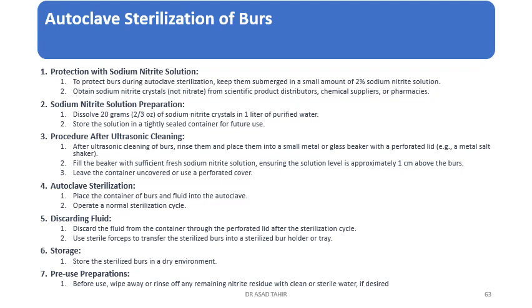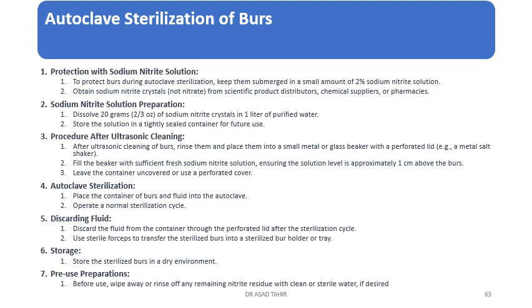Fill the beaker with sufficient fresh sodium nitrite solution, ensuring the solution level is approximately 1 centimeter above the burrs. Leave the container uncovered or use a perforated cover. Autoclave sterilization. Place the container of burrs and fluid into the autoclave. Operate a normal sterilization cycle.